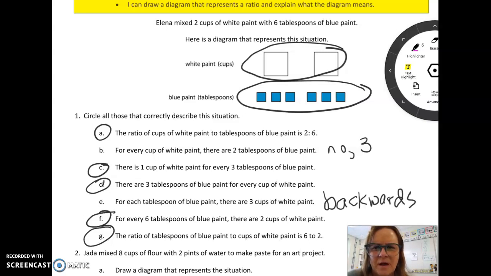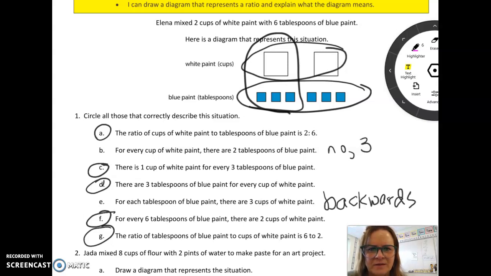The second one does not, because it says for every cup of white there are 2 tablespoons of blue. No, there's not 2, there's 3. See how that goes? For every 1 cup of white there are 3 tablespoons of blue. C does work though, because it says exactly that. There's 1 cup of white for every 3 tablespoons of blue. D works as well. There are 3 tablespoons of blue for every cup of white. So you can also say that the other direction. As long as your numbers and your words line up in the correct order, then that works.